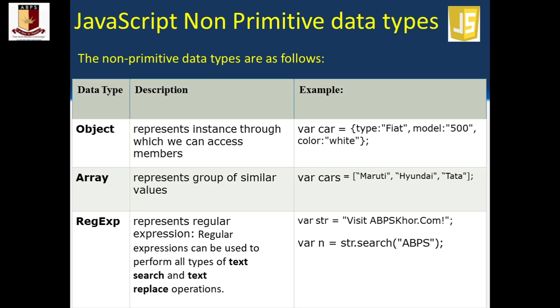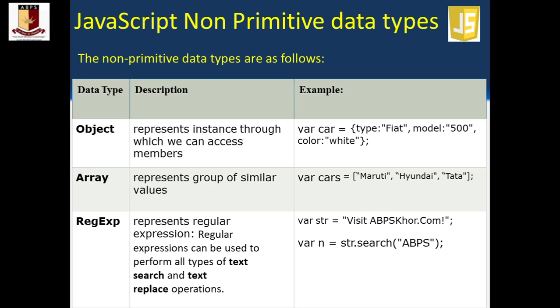non-primitive types in the slide. Now move to the next data type, that is RegExp, a regular expression. This regular expression generally performs all types of text search and text replace operations in JavaScript. Like in Excel, if you remember, you use a string search, so just like that, even in JavaScript you can perform such operations with the help of a regular expression.